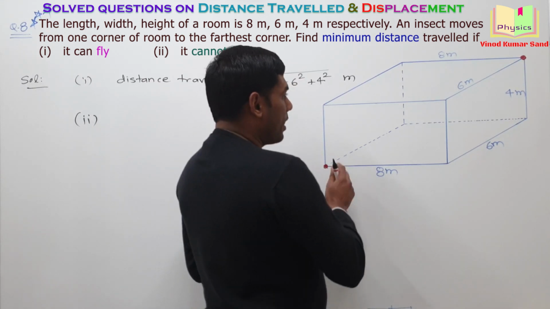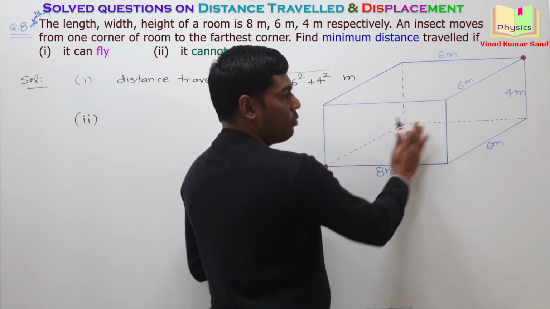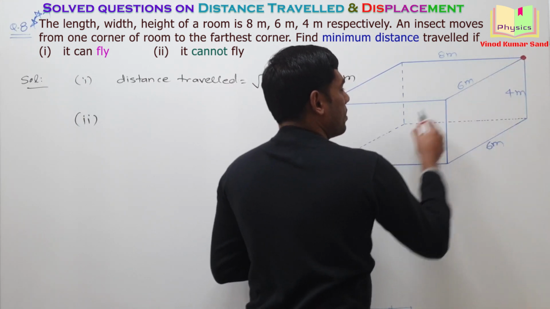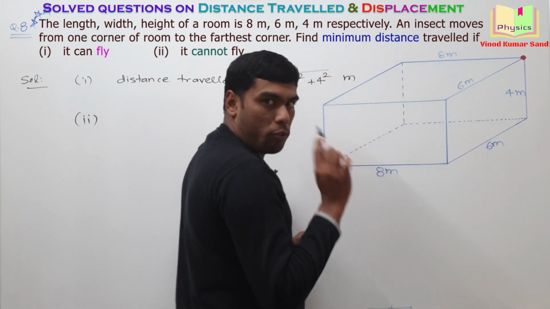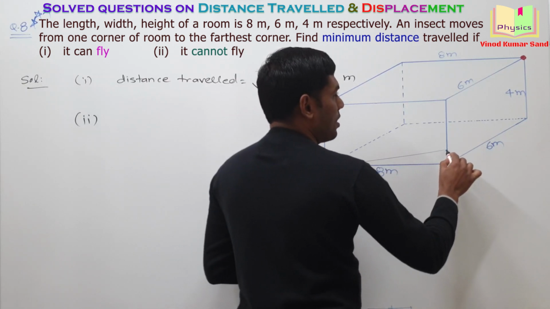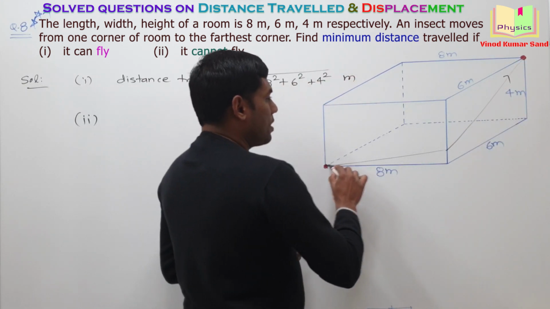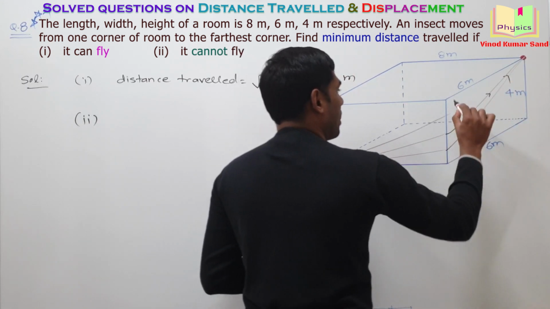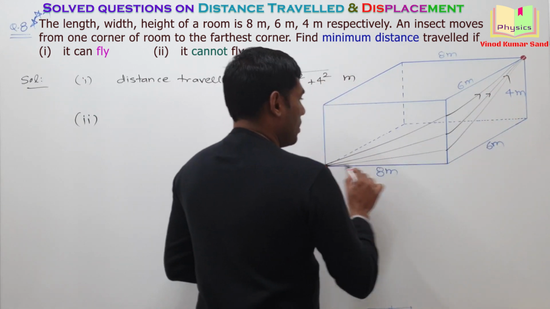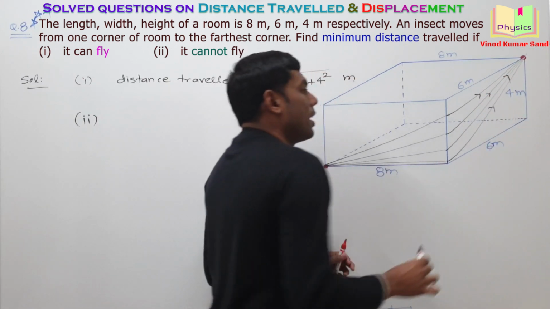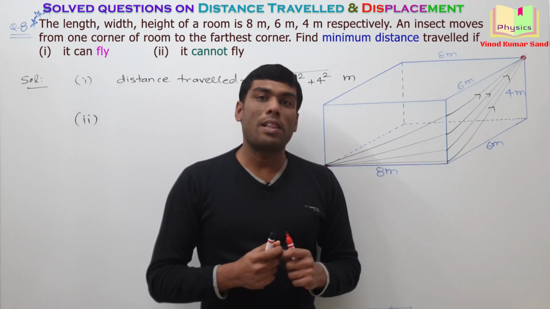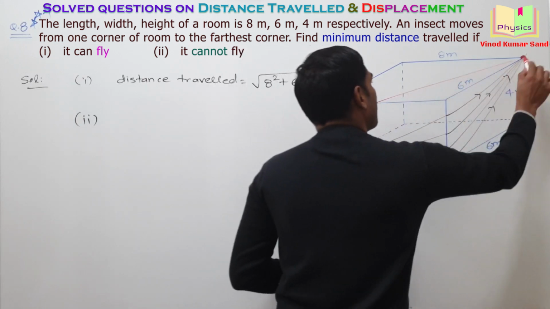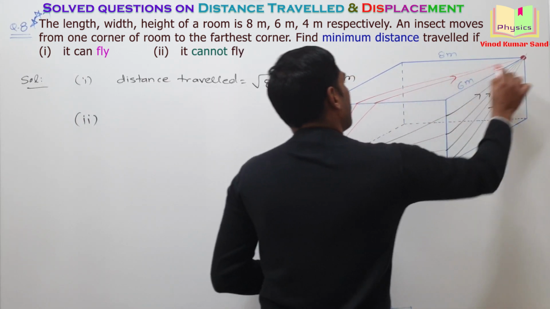The insect can move on this surface, the front surface of the room, and then the insect can go like this, the insect can go like this. I'm drawing a few paths, such as the insect goes like this. The same insect can go like this. Getting my point? The same insect can go like this. So there are many choices, many paths available. The same insect can go over like this. The insect can go like this.